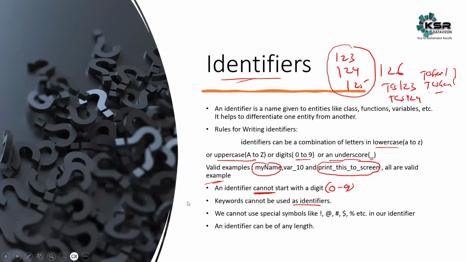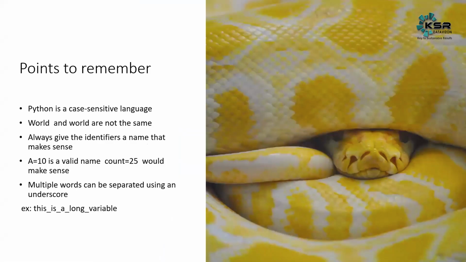Perfect. Now, points to remember. Just summarizing all the points we discussed. Python is a case sensitive language. World and word are not the same because of case sensitivity. Always give the identifier a name that makes sense.